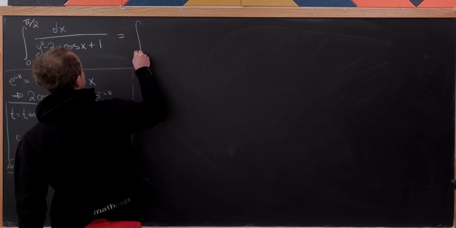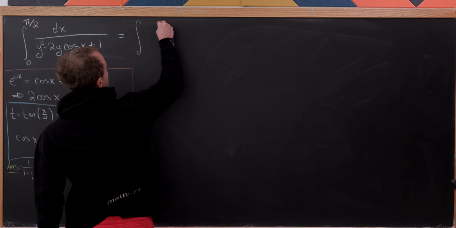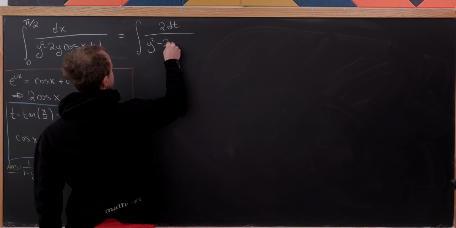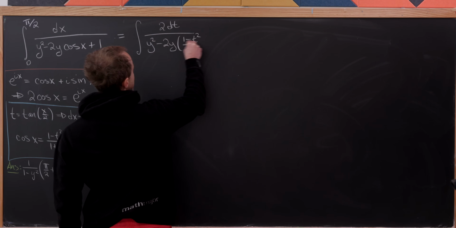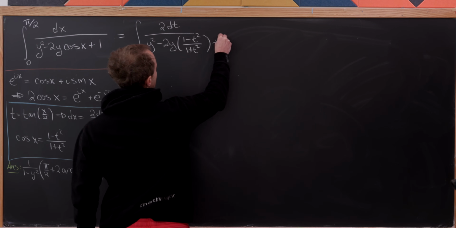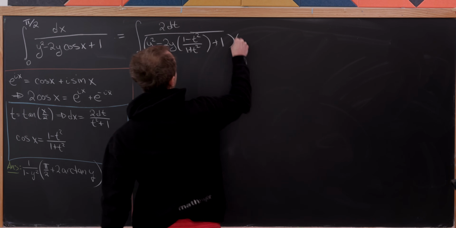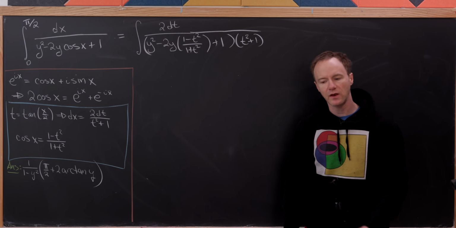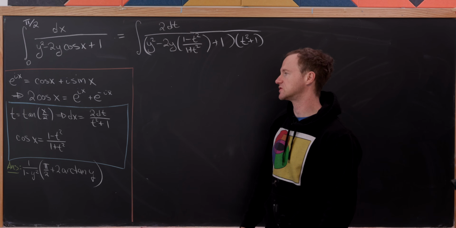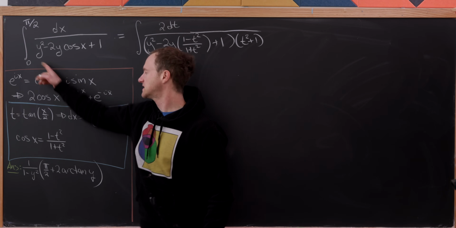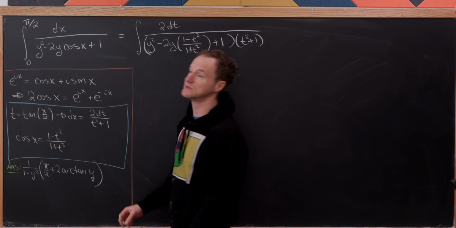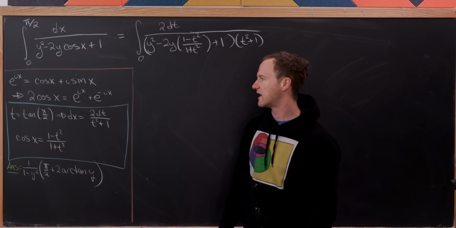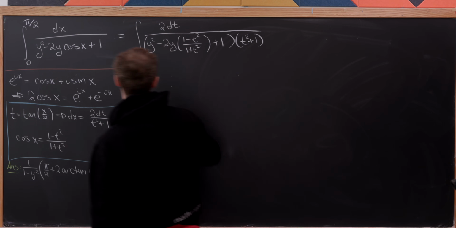So here we'll have the integral of 2 dt over y squared minus 2 times y times 1 minus t squared over 1 plus t squared plus 1, and then this whole denominator is multiplied by t squared plus 1. Then we should talk about how the bounds of integration change. So when x is equal to 0, tangent of 0 is 0, so t is equal to 0. When x is equal to pi over 2, we have tangent of pi over 4, which is 1. So that changes from 0 to 1.